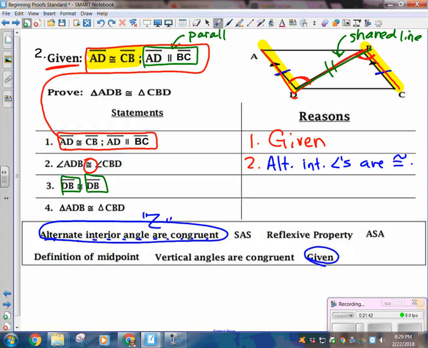in another triangle. So if DB is equal to itself, which one of our statements says that something is equal to itself? I don't think it's definition of midpoint. That didn't use the word midpoint. I'm not ready for SAS or ASA just yet. And I don't think those are vertical angles, so they must be reflexive property. Remember when I said you're going to use this one a lot?